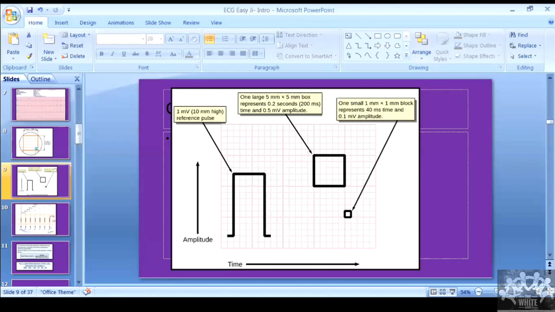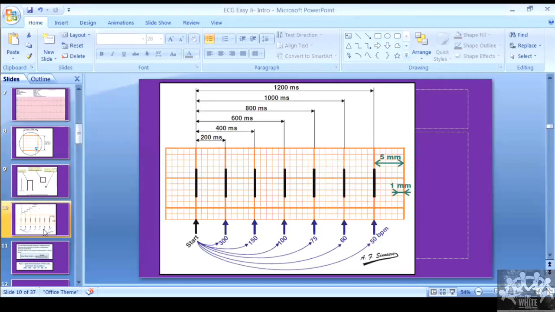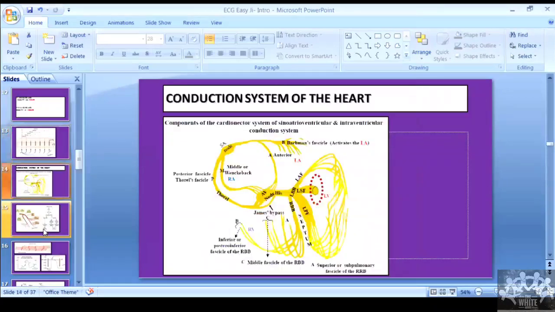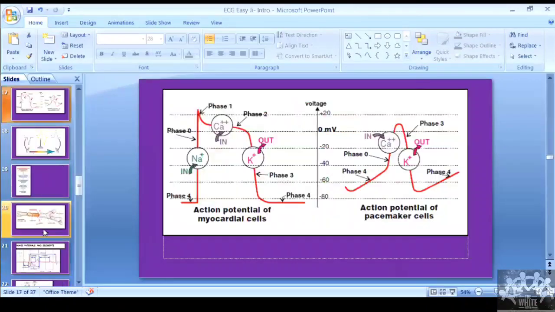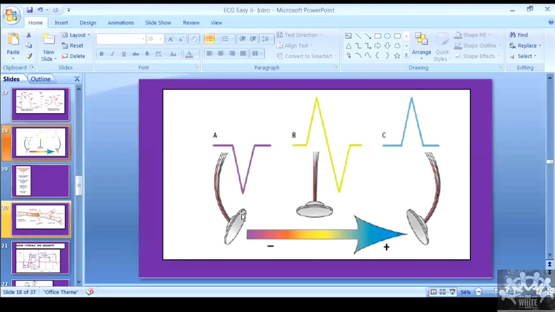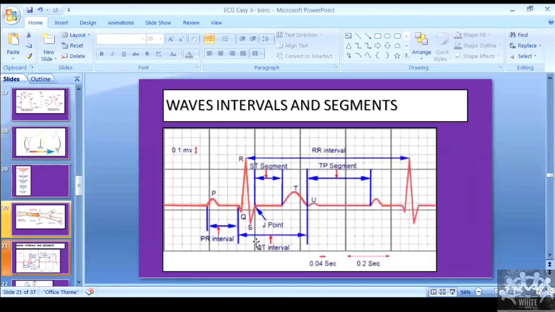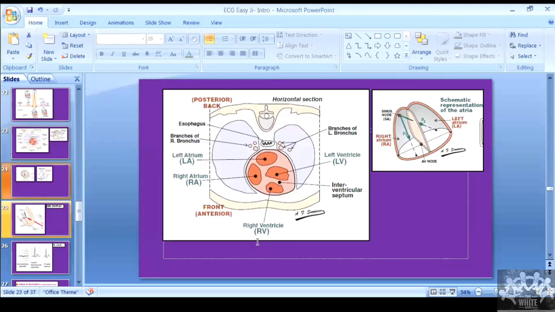Someone had asked about standardization. Clear, no? Standardization. Someone had asked. Someone has asked why T wave is positive. It's very simple. I'm sure if you remember this, you will understand. We'll see why T wave is positive.